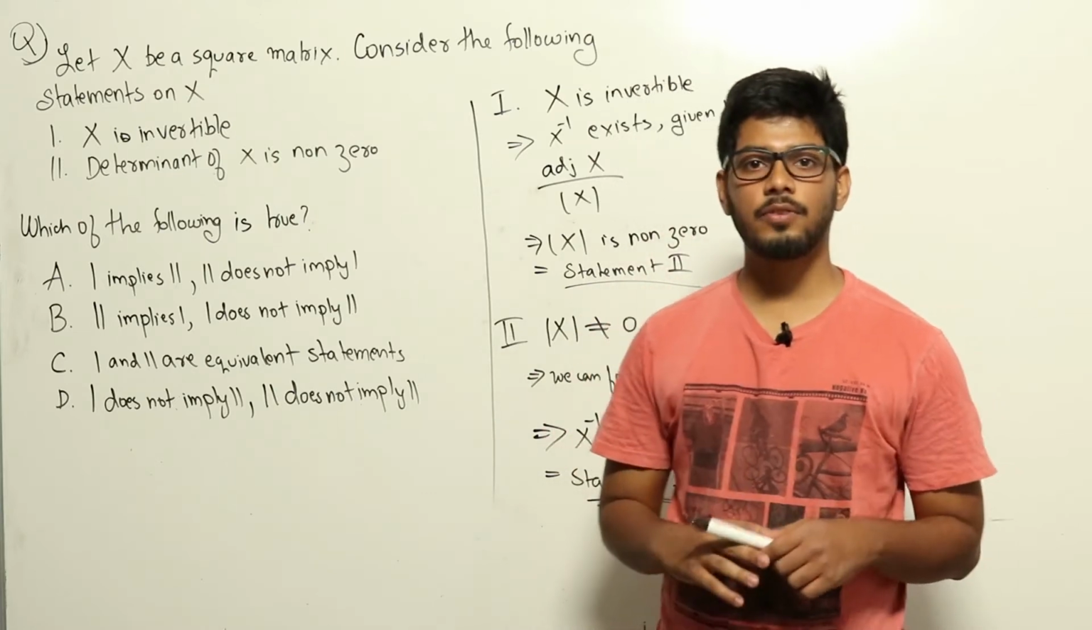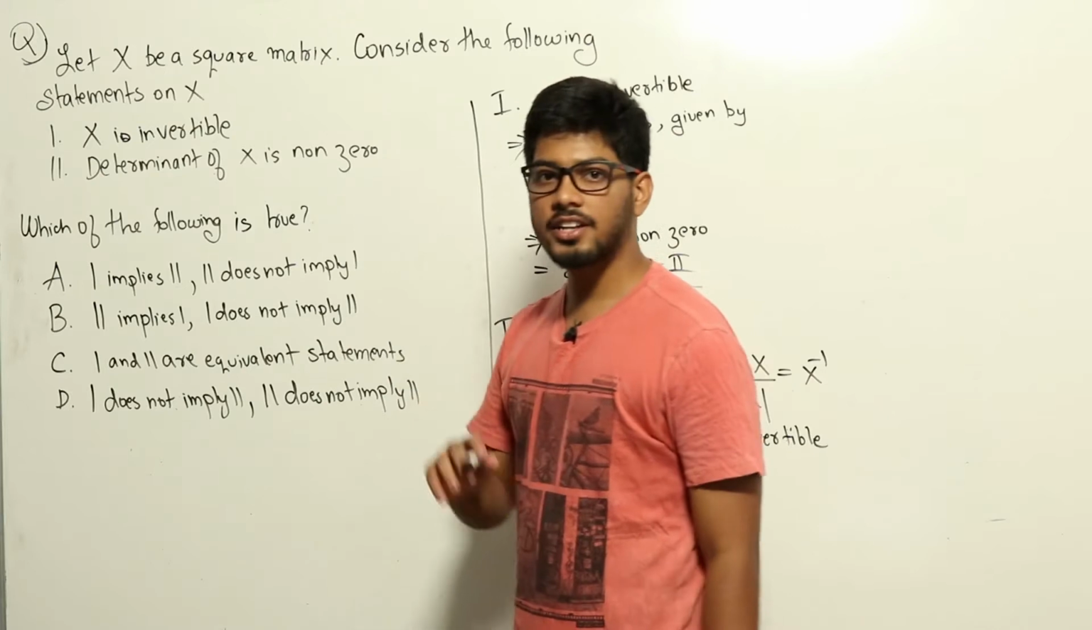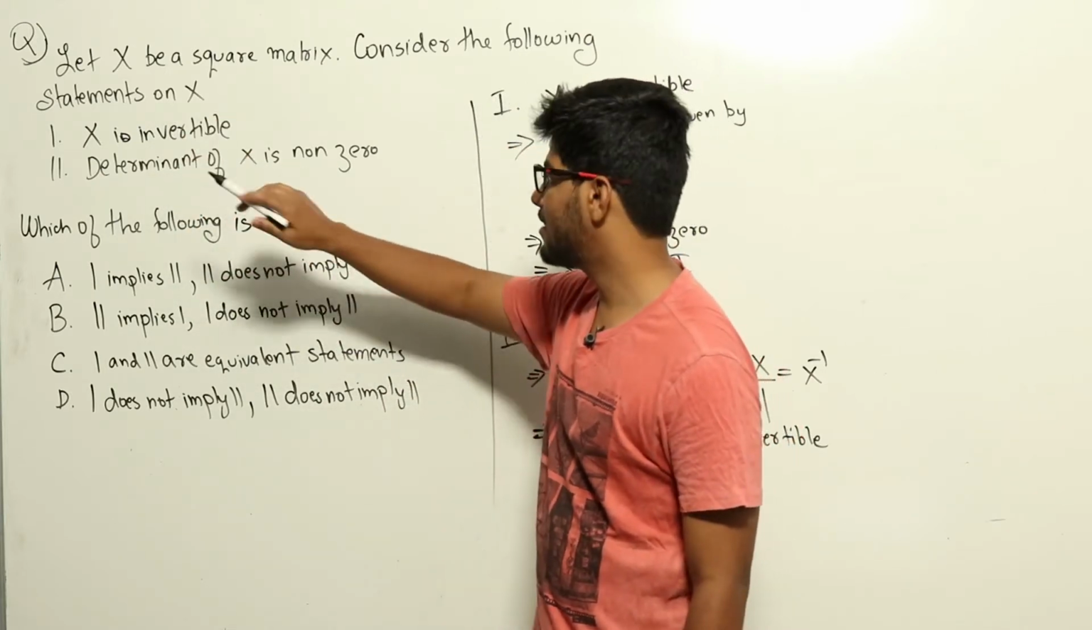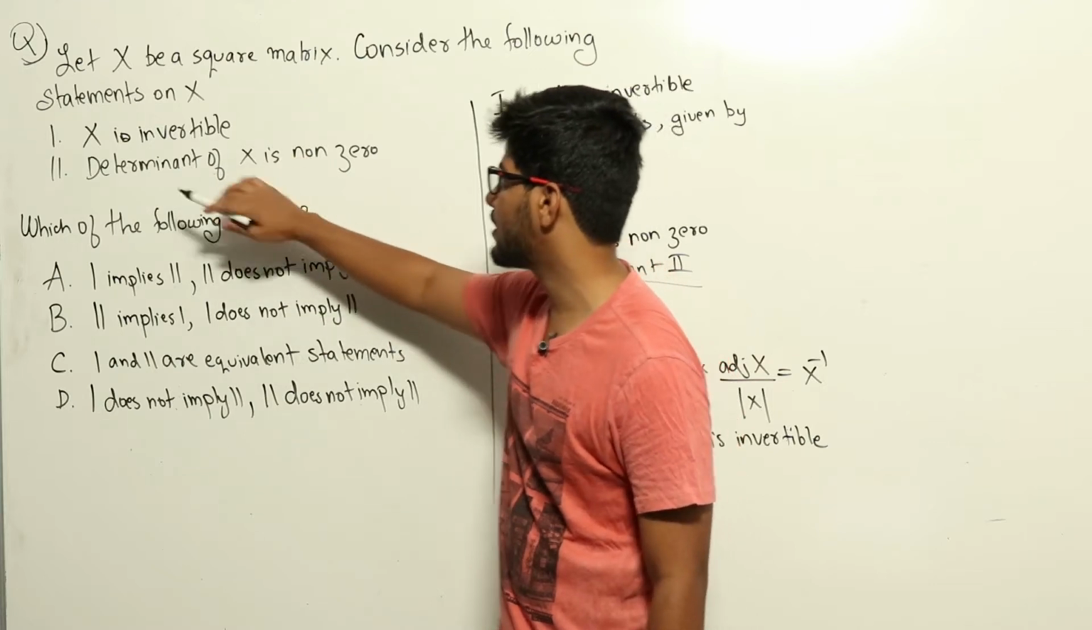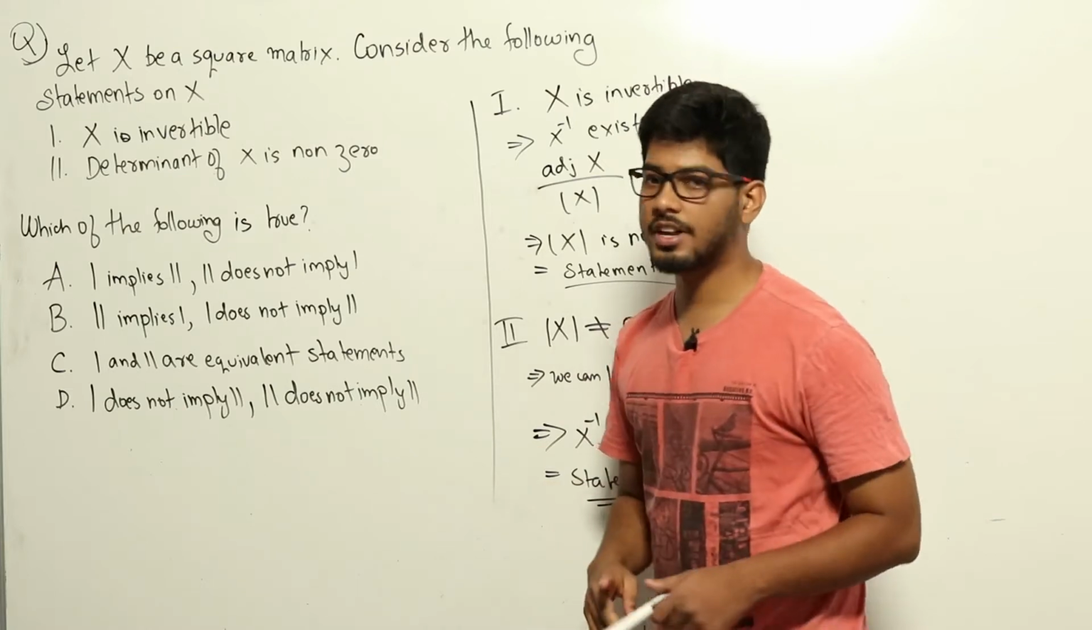Now this is a very straightforward question coming from linear algebra. When you learn linear algebra, you will see that if X is invertible, the determinant of X will be non-zero, and if the determinant of X is non-zero, X will always be invertible. These two are equivalent statements. I will give the proof of it as well.